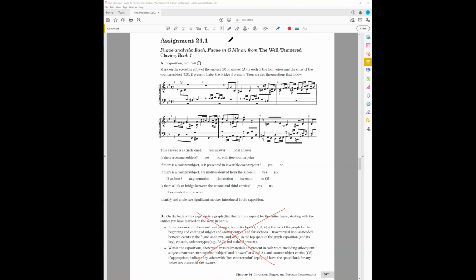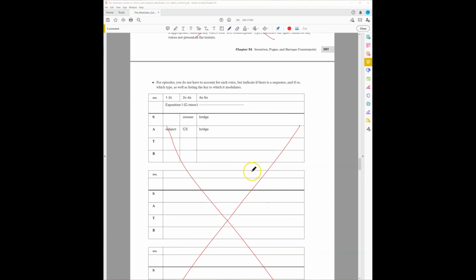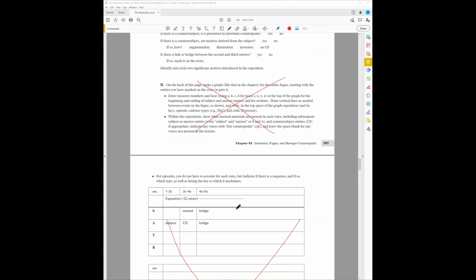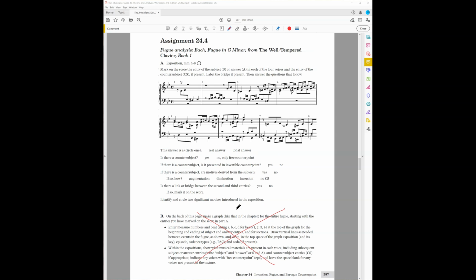The only portion of this assignment you need to complete this week is section A. You do not need to do section B, which asks a series of questions and asks you to fill out a chart on the next page. You can leave this blank. It's not part of this particular assignment.